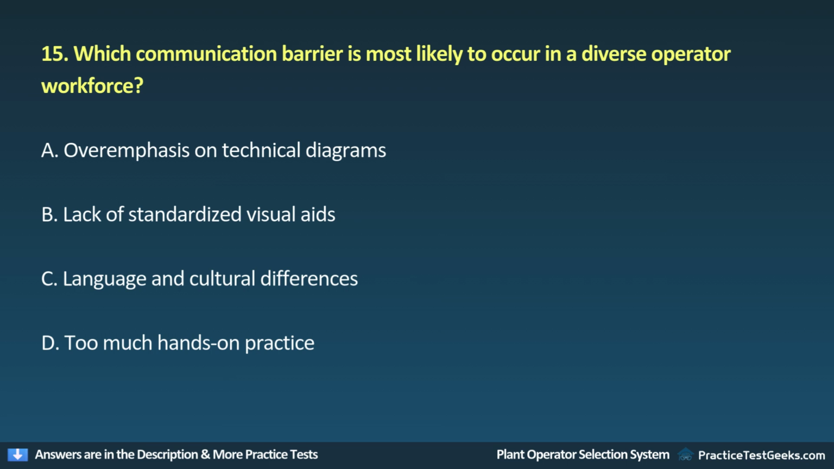15. Which communication barrier is most likely to occur in a diverse operator workforce? A. Overemphasis on technical diagrams. B. Lack of standardized visual aids. C. Language and cultural differences. D. Too much hands-on practice.